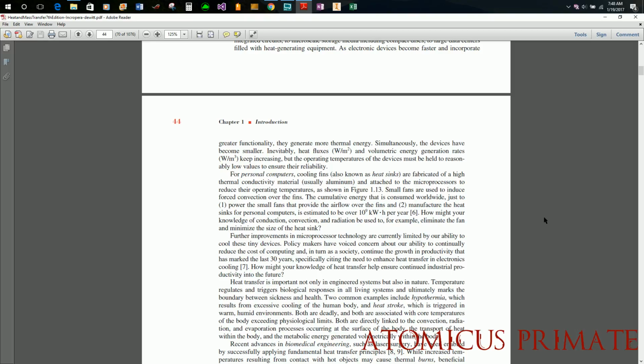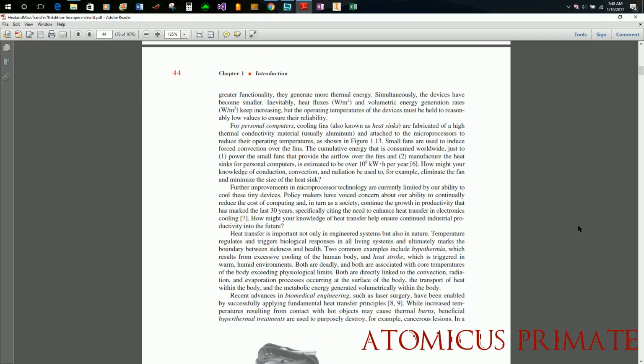The cumulative energy that is consumed worldwide just to 1. power the small fans that provide the airflow over the fins, and 2. manufacture the heat sinks for personal computers is estimated to be over 10^9 kilowatt-hours per year. How might your knowledge of conduction, convection, and radiation be used to, for example, eliminate the fan and minimize the size of the heat sink?